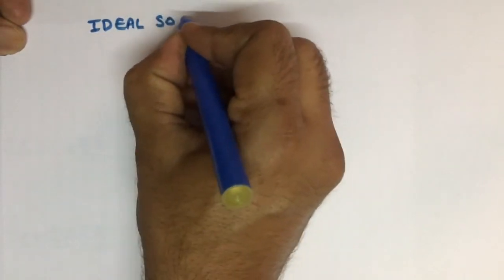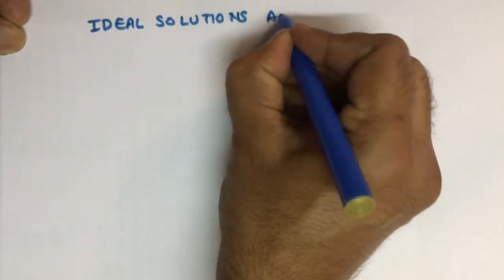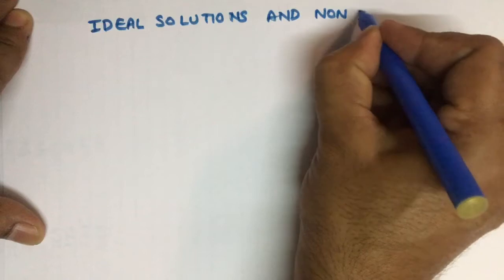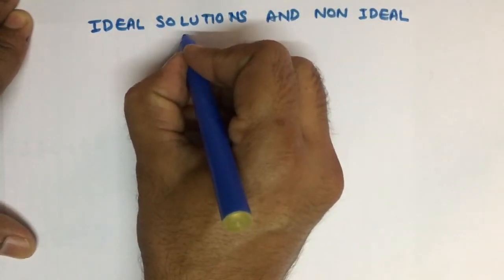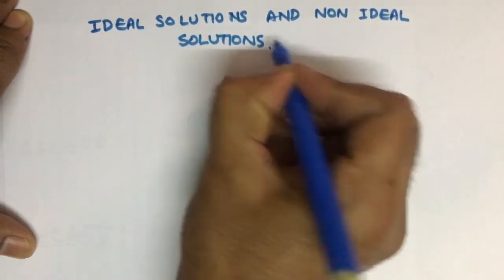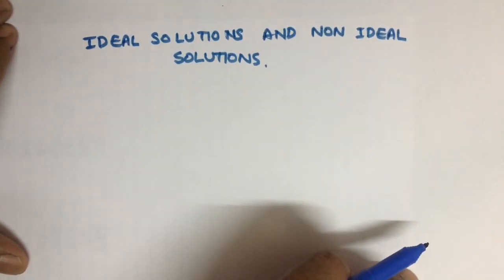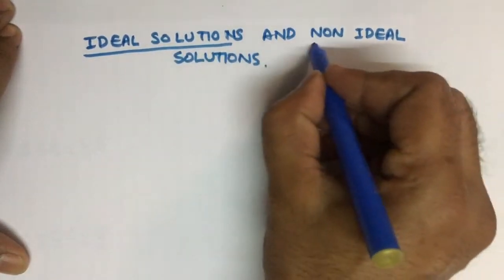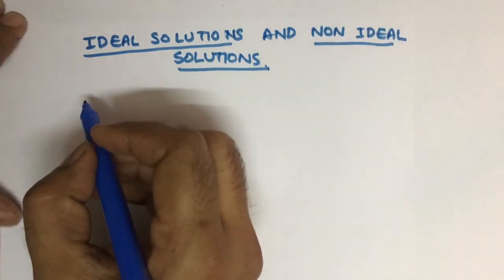Ideal solutions and non-ideal solutions. Now binary liquids may be classified into two types. One is ideal solutions, other is non-ideal solutions. We will discuss each of them one by one.